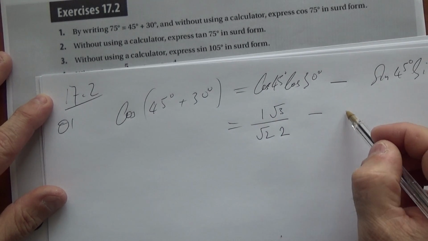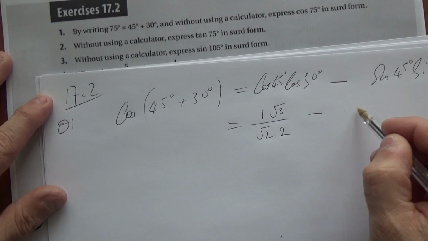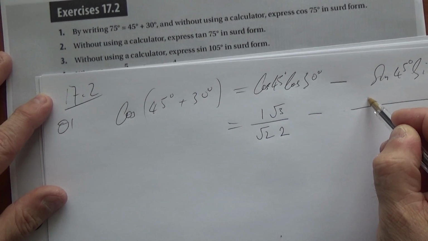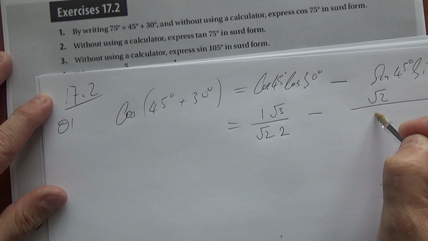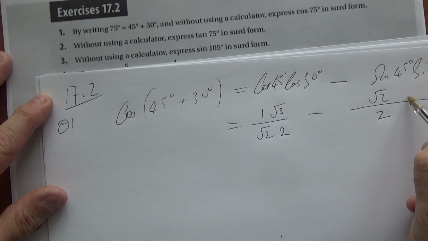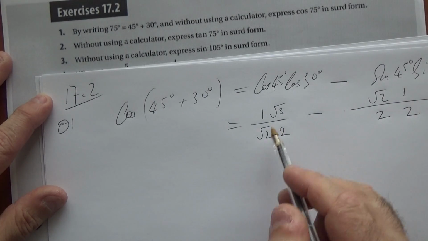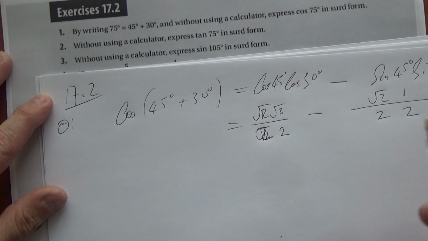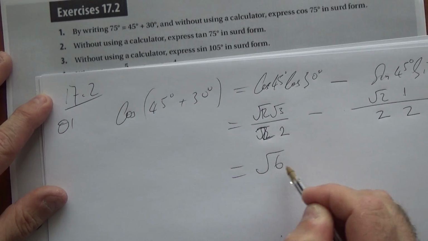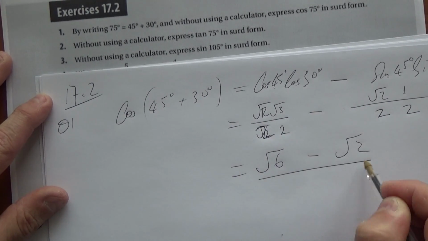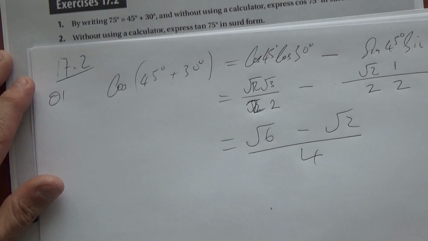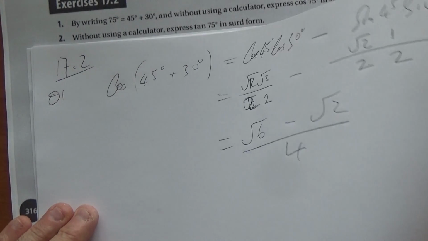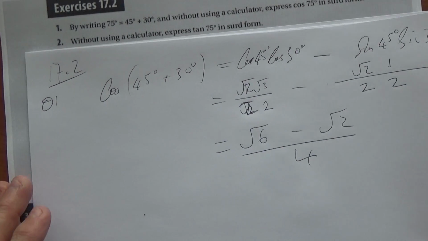And the sine of 45, and I'm just thinking now it might look nicer if I write this as root 2 over 2, and then sine of 30 is 1 over 2. Just stepping back here, I'll put this as root 2 over 2. So it looks to me like we're getting root 6 minus root 2 all over 4. Moving on to the next question.